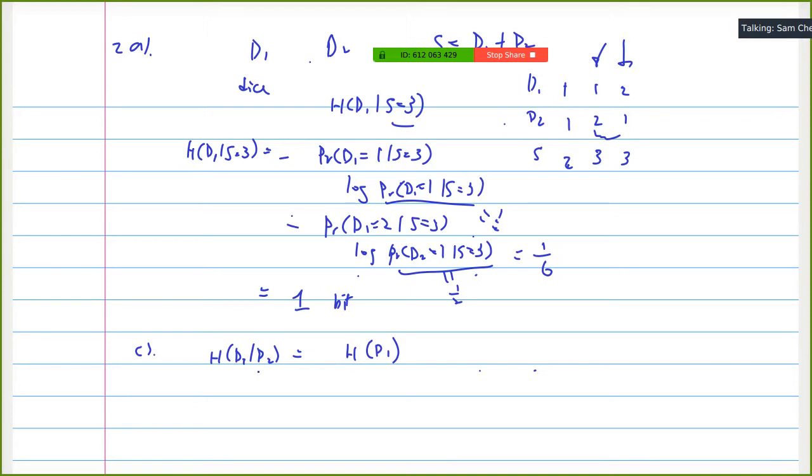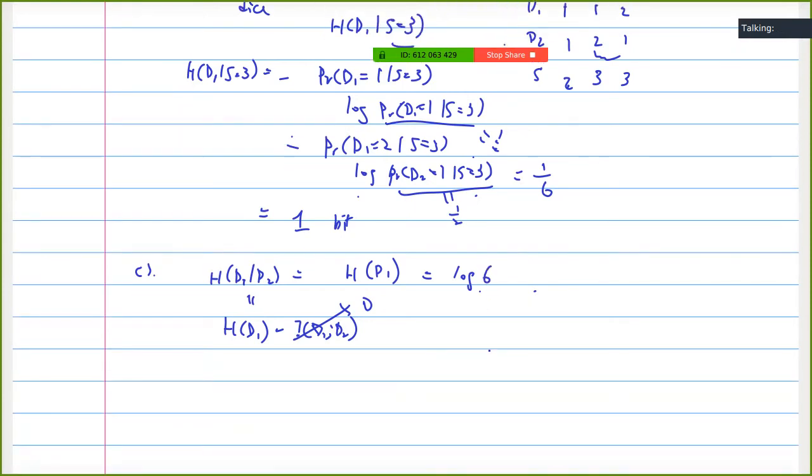Or you can of course think of this as equal to H(D1) minus the mutual information between D1 and D2. And of course, since D1 and D2 are independent, this is equal to 0. So again, this is just H(D1). D1 is equally likely, assuming the dice is unbiased, so it's just equal to log 6. Basically 1/6 log 1/6, with 6 terms of that, times 6, and then you just get log 6.